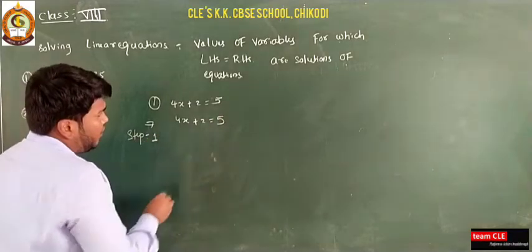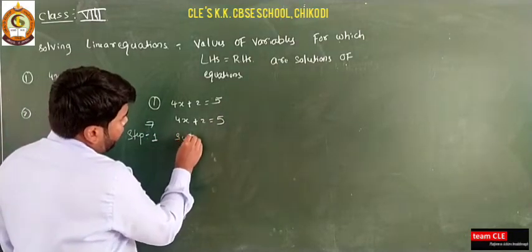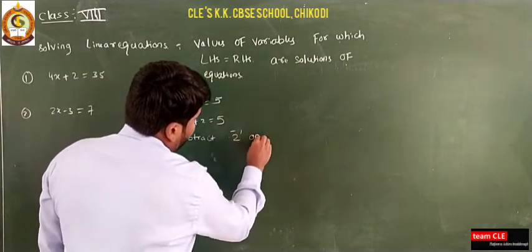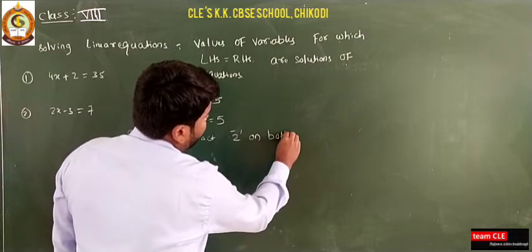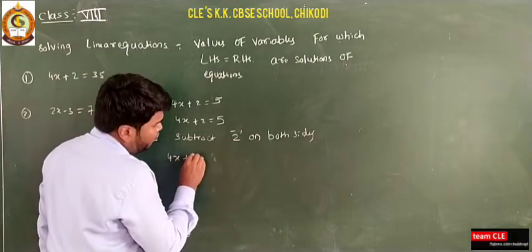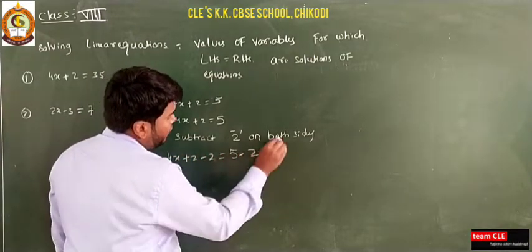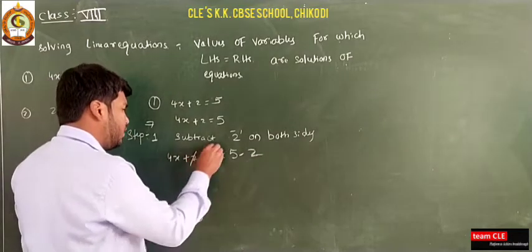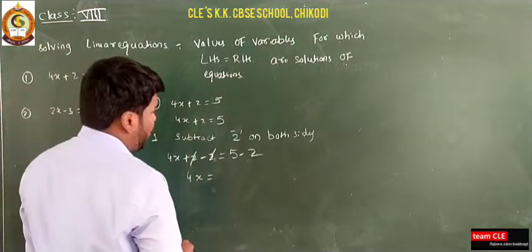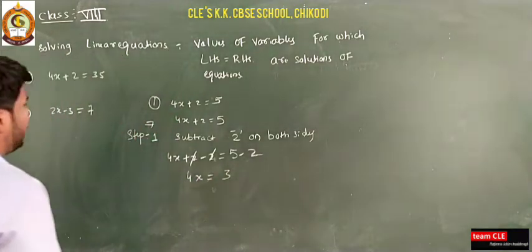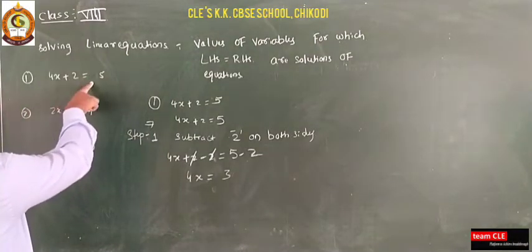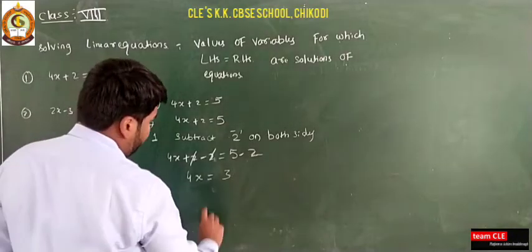Step 1, what you have to write is subtract 2 on both sides. So you will get 4x plus 2 minus 2, 5 minus 2. The plus 2 and minus 2 get cancelled, so the remaining is 4x equals 5 minus 2, which equals 3. So we take 4x plus 2 equals 5, and you get 4x equals 3.